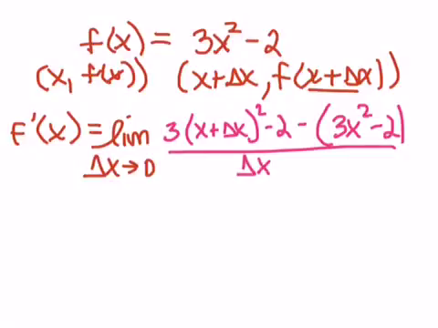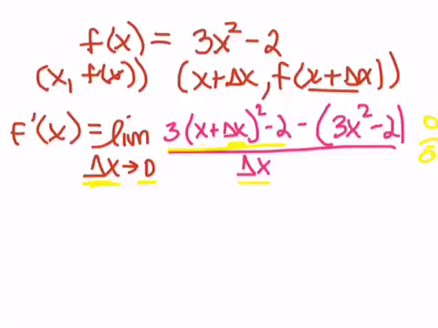So at this point, if I were to plug in 0 for delta x, because it says delta x goes to 0, I'm going to get 0 out, because this piece will become 3x squared minus 2, and then I'd be subtracting the 3x squared minus 2, and then putting in 0 here gives me 0 over 0. So that means algebraically something must cancel out.